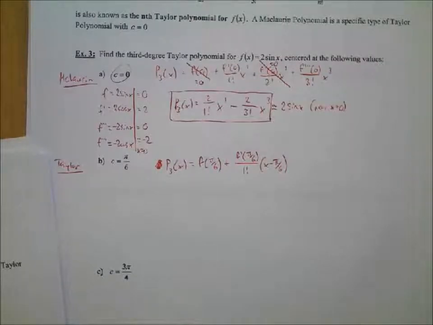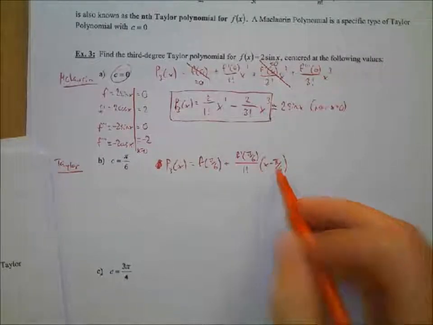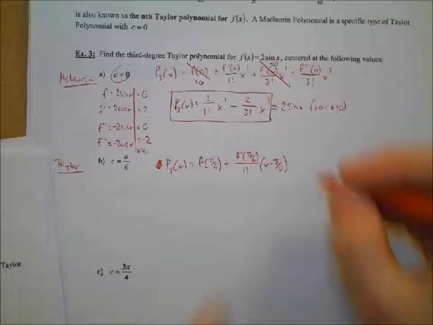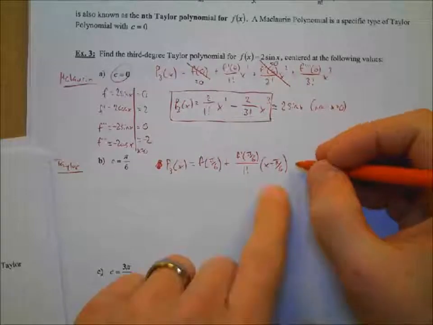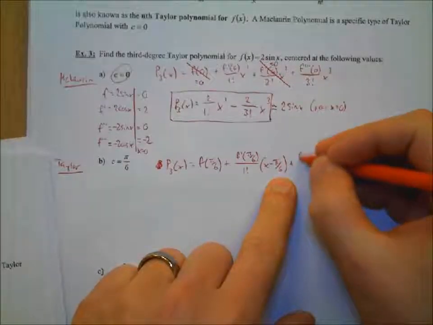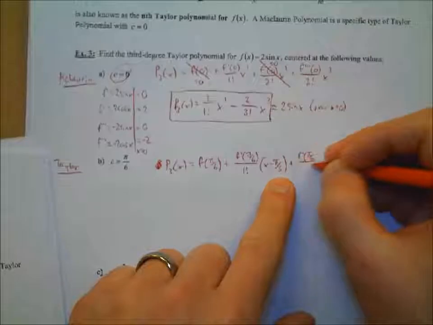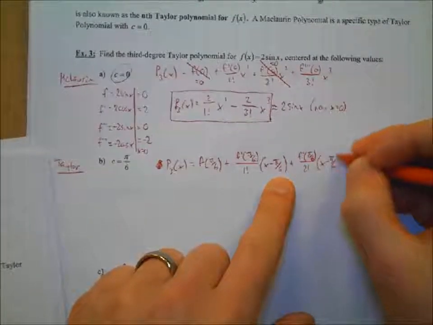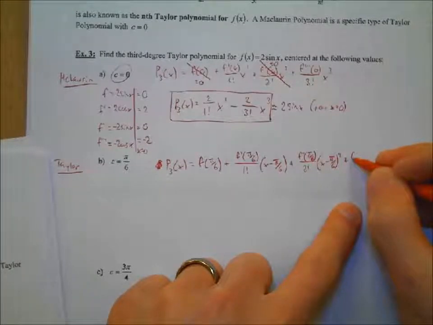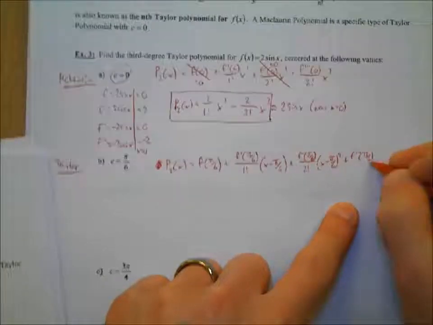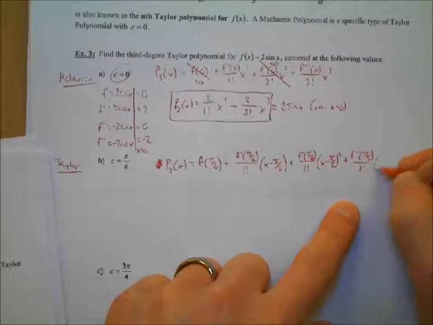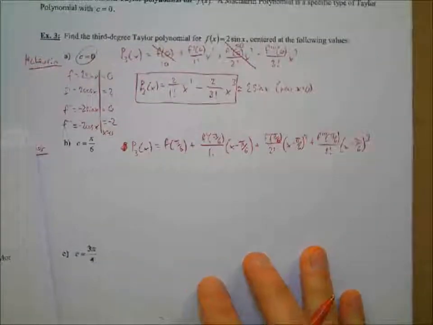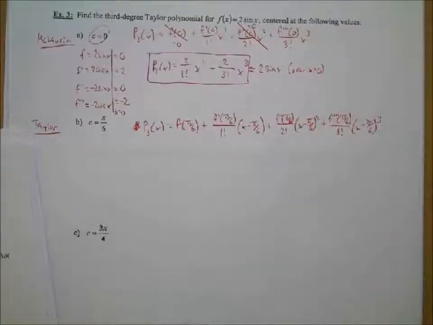When you have a horizontal shift, you just take your x value and subtract whatever. If you're going to the right, you subtract your value. If you're going to the left, you add your value, a certain number of units. So x minus pi over 6, and then the next one will be f prime prime of pi over 6 over 2 factorial, x minus pi over 6 quantity squared, and then plus f prime prime prime of pi over 6 over 3 factorial, x minus pi over 6 quantity cubed. Okay, like that.